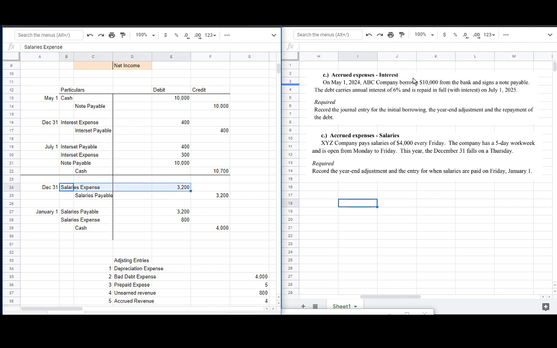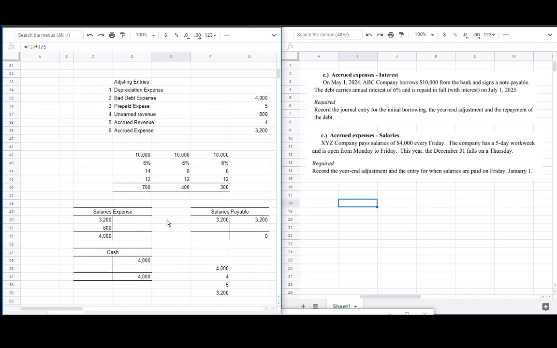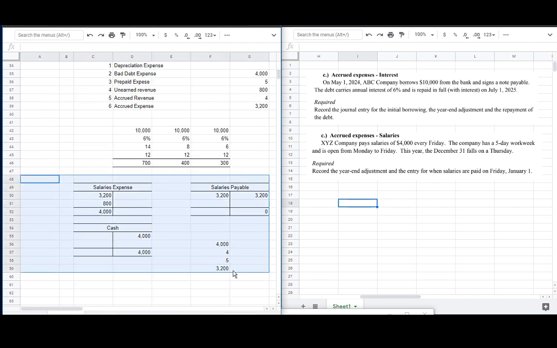And on January 1, we do the adjustment. When we paid, we paid salaries of 4,000. We cancel out the previous payable of 3,200 and recognize the 1-day expense of 800. So in total, our total expense is 4,000. On December 31, we recognize 3,200 and on January 1, 800 is recognized. So these are the accounts for this.